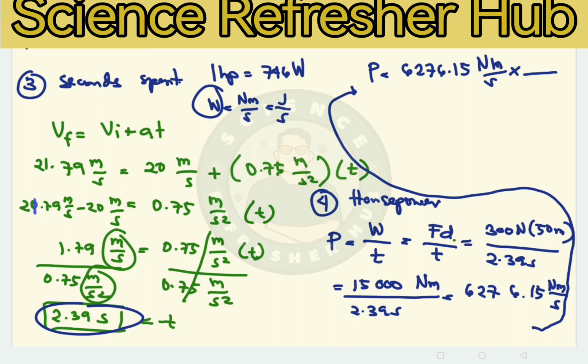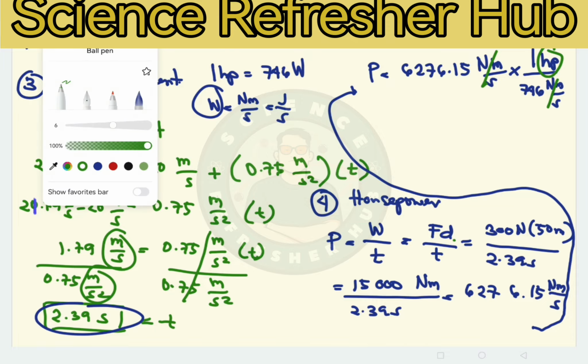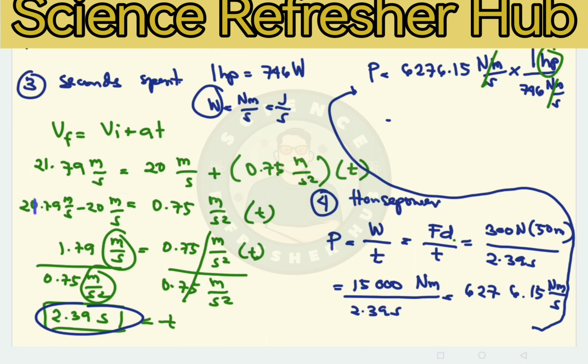So we can plug in here Newton meter per second, 746. That's 1 HP. That's our desired unit in our conversion factor. So we can cancel Newton meter and we have the remaining unit. Okay. And for our answer, we will divide 6276.15 by 746. And the answer will be 8.41 horsepower. This is going to be our final answer.